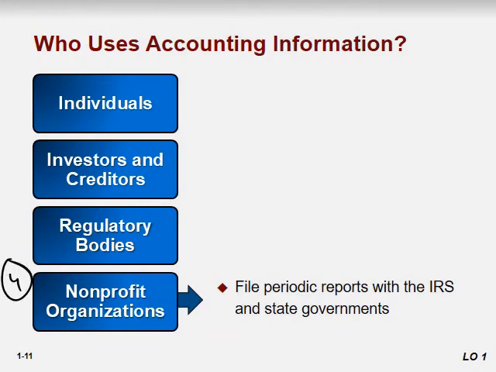The fourth who uses the accounting information is the non-profit organization. Non-profit organizations such as hospitals, churches, and charities like the Red Cross base many of their operating decisions on accounting data. It means they are using accounting information. Plus, these organizations have to file periodic reports with the IRS and the state governments.